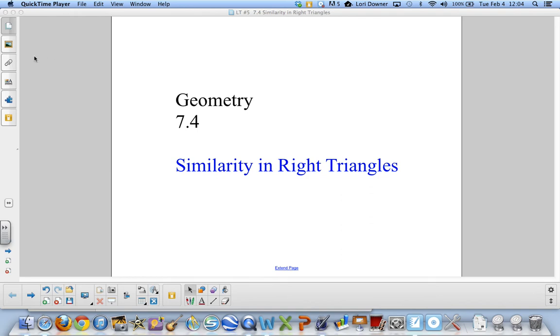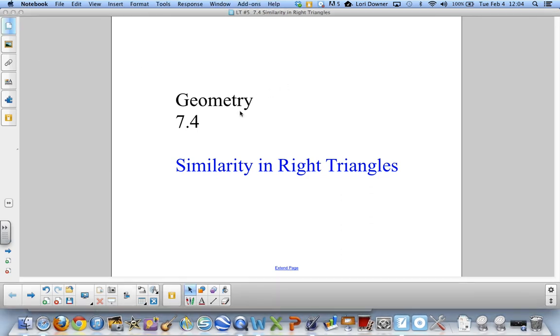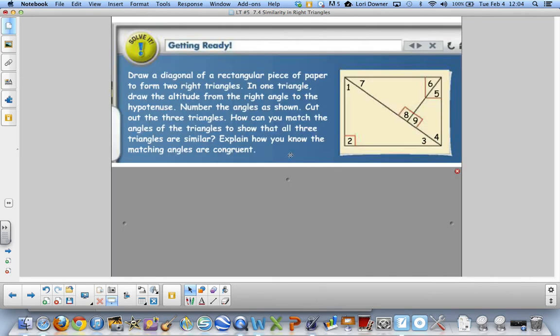This movie is for geometry. This is learning target number 5 for unit 7. Similarity in right triangles. So the first thing I want you to do, I do want you to get this warm up.